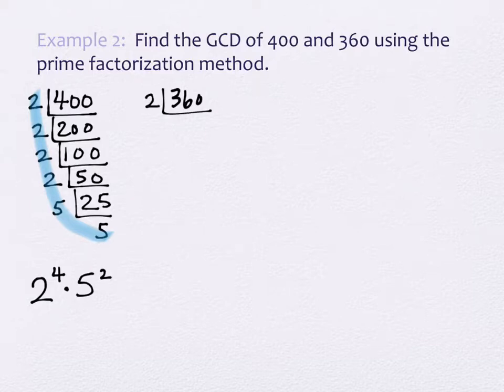We're going to divide it by 2. So I get 180. 2 again gives me 90. 2 again gives me 45.